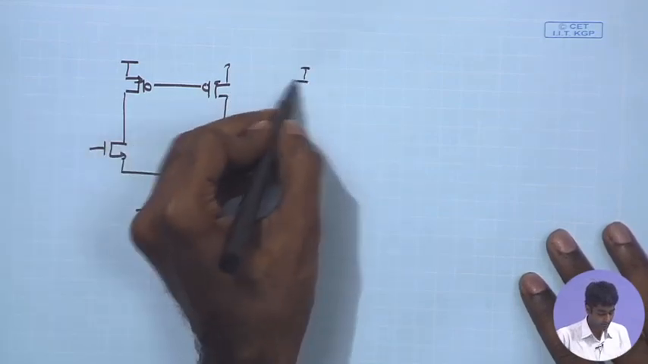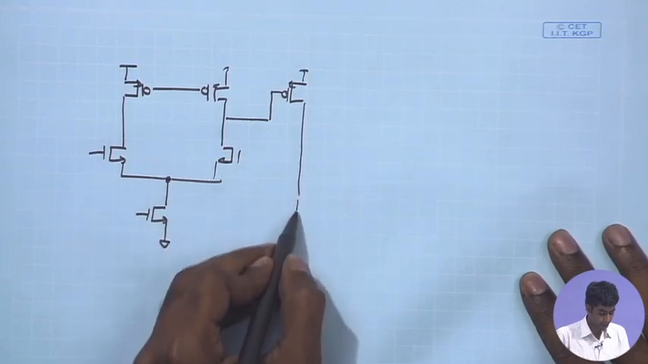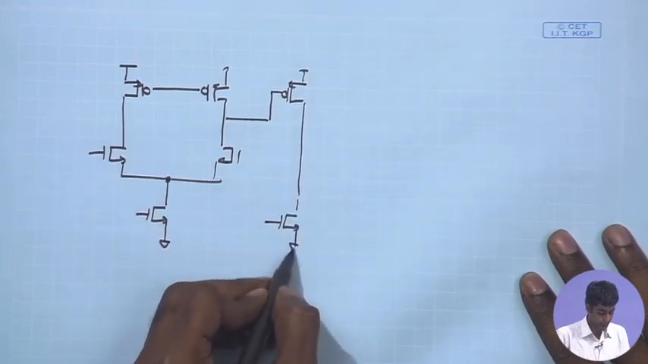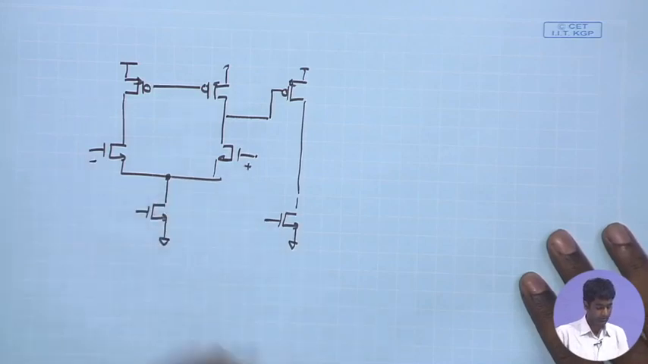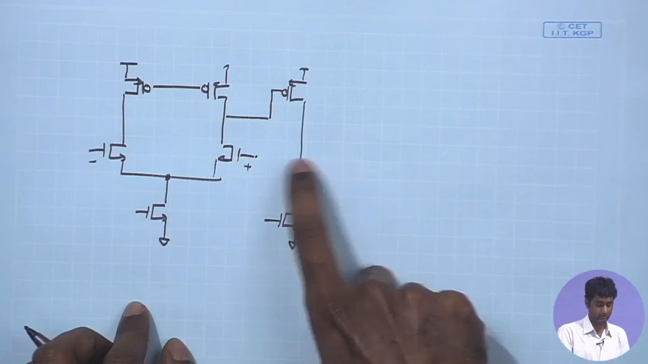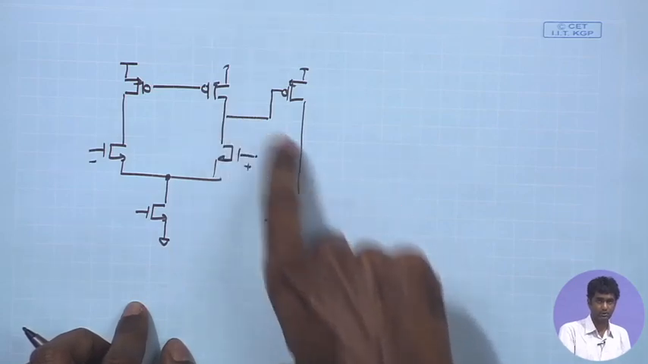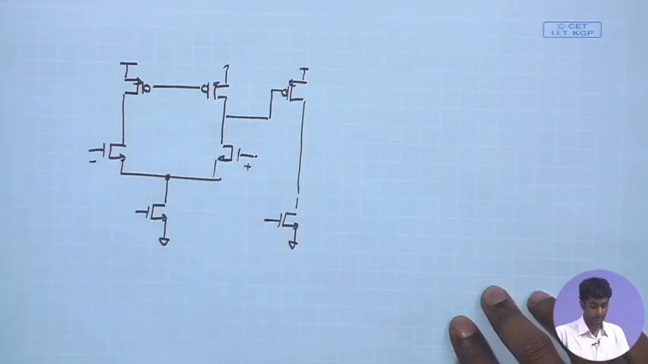So, we are going to have a negative feedback loop. Remember, this terminal is going to be my positive terminal, and this the negative terminal, because from here to here you have an inverting gain, and again from here to here inverting gain. So, if you increase this potential, this goes down, finally this goes up. Therefore, this is the non-inverting terminal.